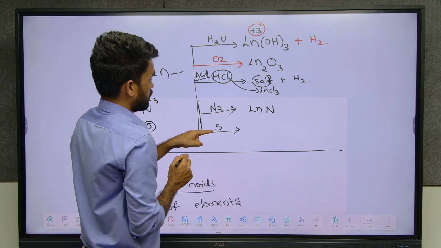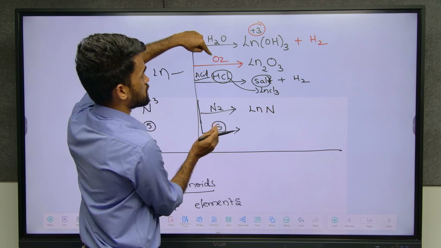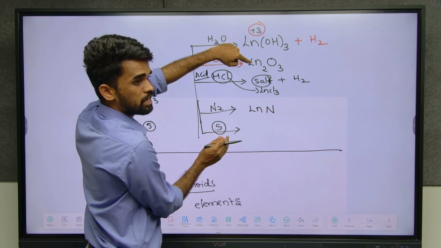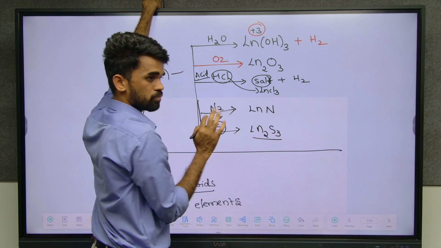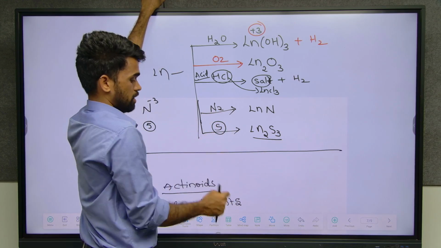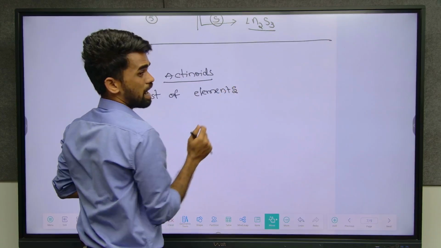Next one, sulfur belongs to the oxygen family only, no? So same like oxygen, sulfur also forms this kind of compound, like Ln2S3 type of compound. Clear everyone up to here? That's it. Next, what are the elements we have here for actinides?